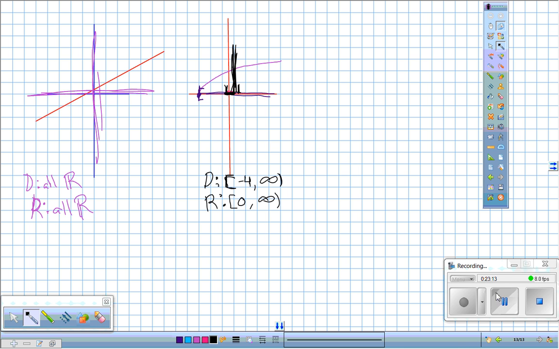Okay, the next one they have for C is a cubic function. Cubics go left and right forever. They also go up and down forever, so everything will be included. Then for D, they have a rational function. And they have 1 over x minus 2. So what they have is something that looks like this.